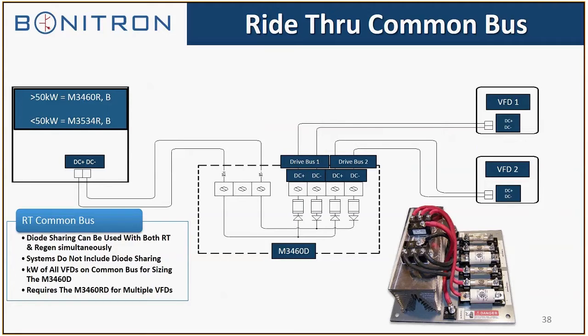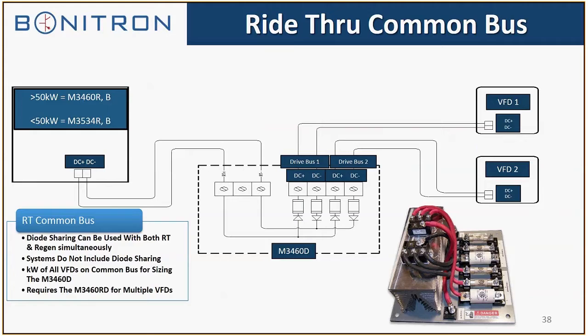Now, when you're applying ride-through to multiple drives on a common DC bus, we have what's called a diode board, which includes fusing and diodes that actually protects the VFDs and allows them to all share the ride-through. That's the M3460D. All we need to know to be able to size a common bus ride-through, other than the things we talked about in general earlier, is the number of drives on the common bus. In other words, we would provide a diode board that would connect two drives.